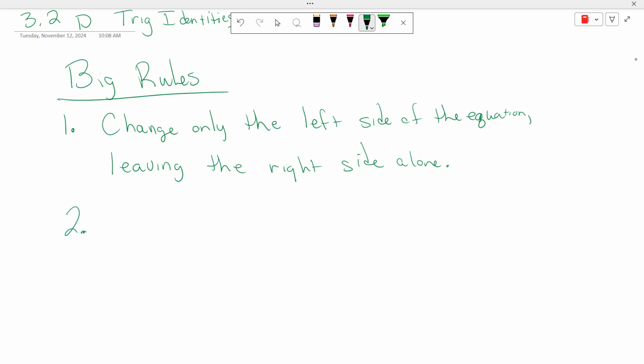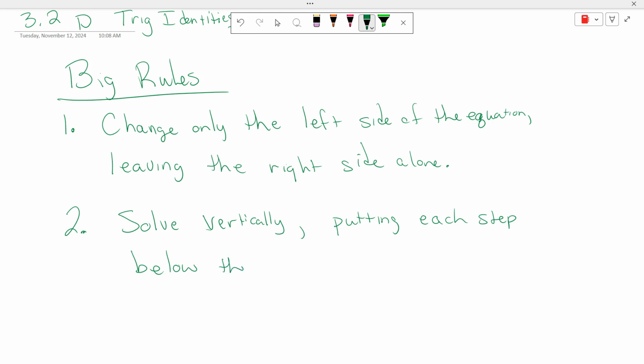Step two. Okay. Solve them vertically, putting each step below the last step. Okay, so you're not going to go across on your paper with the steps, you're going to go vertically.